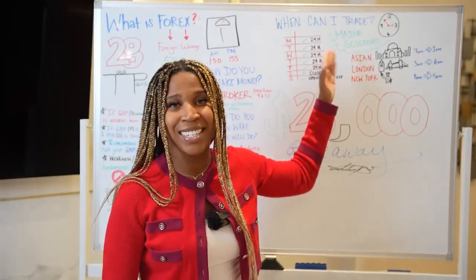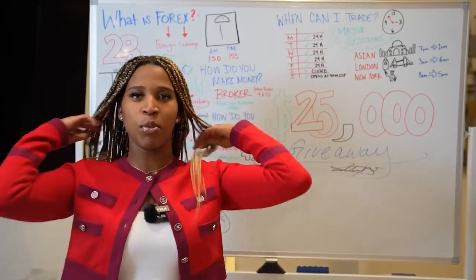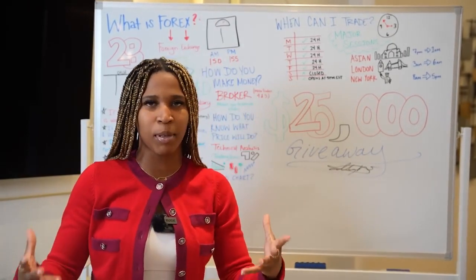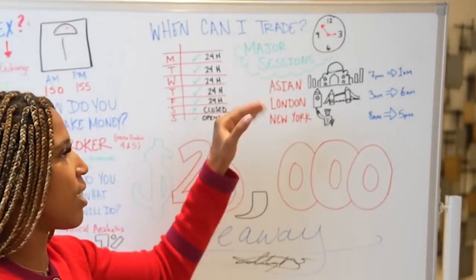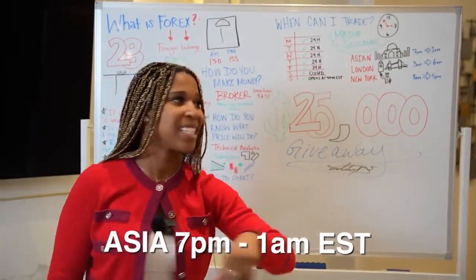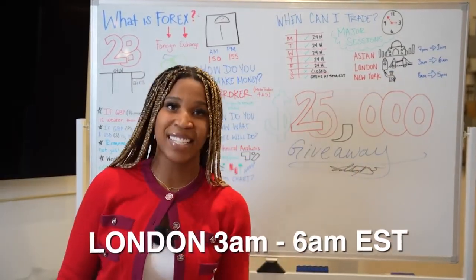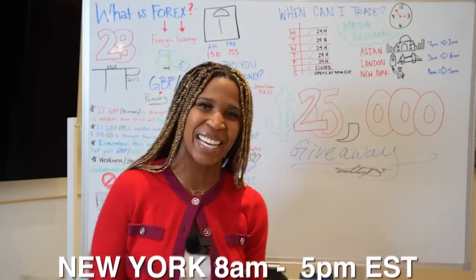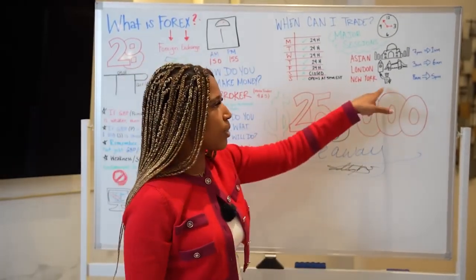Now, you have major sessions as well. The market is going to be moving and have the heaviest volume. So the 3 most major sessions that you should probably pay attention to: Asian session, London session, New York session. Asian is from 7 p.m. to 1 a.m. EST. 3 a.m. to 6 a.m. EST is when London would be, and New York is 8 a.m. to 5 p.m. EST.